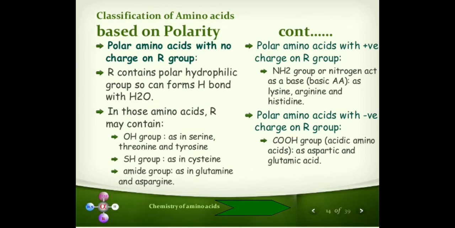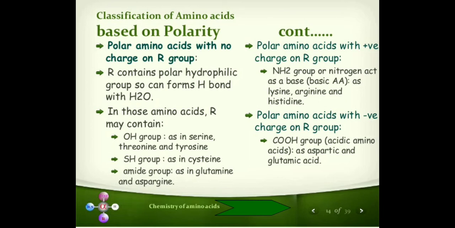But I told you about non-polar amino acids, whose side chain is totally hydrophobic. So we have polar amino acids, and polar amino acids are again sub-classified into neutral amino acids, acidic amino acids, and basic amino acids, that is, positively charged polar amino acids and negatively charged polar amino acids. So let's talk about the neutral amino acids, or polar amino acids with no charge on the R group.